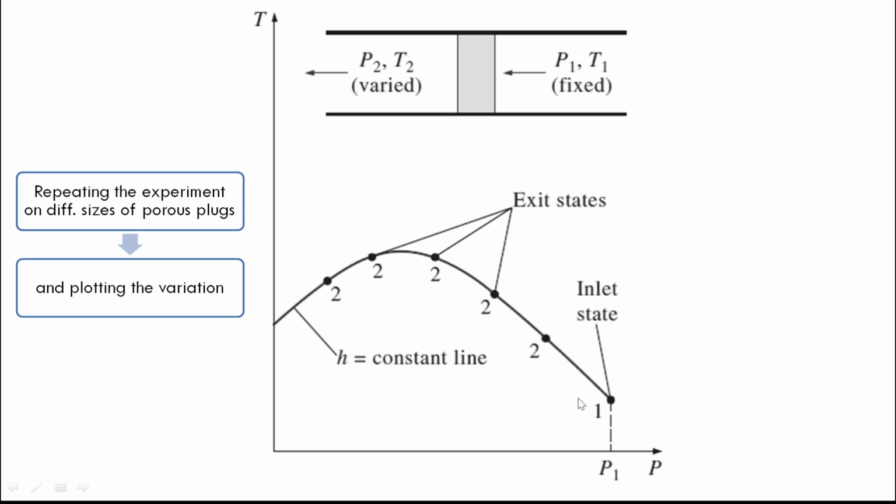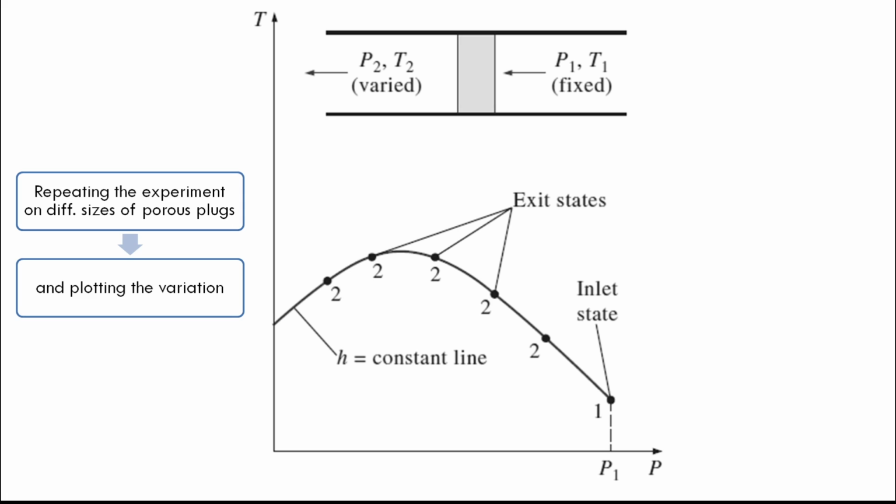So when you join the various points, that is the initial state with different end states, you will get a curve like this, for different sizes of porous plugs, measuring the outlet temperature for a fixed inlet temperature. Depending on the size of the porous plug, the temperature may increase or decrease. Up to this point there is a temperature increase. Thereafter, the slope becomes 0, and finally there is a temperature reduction, right?